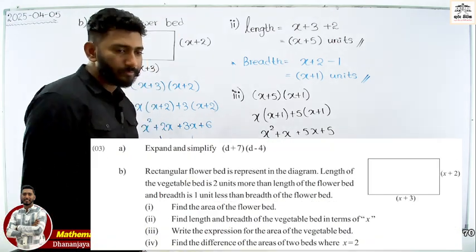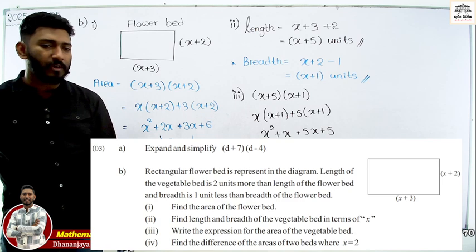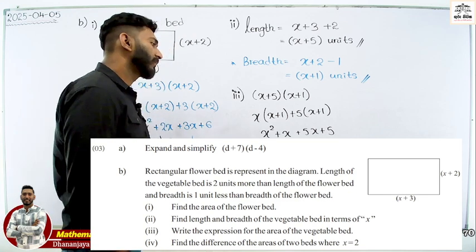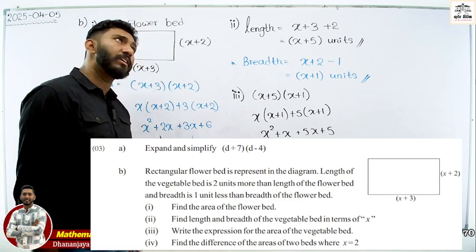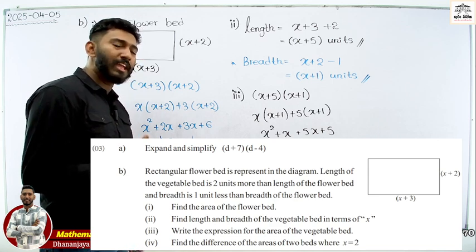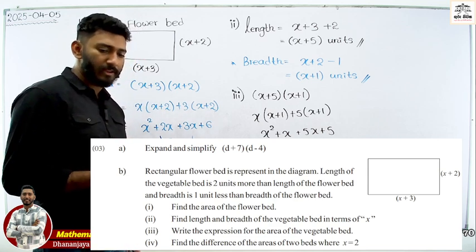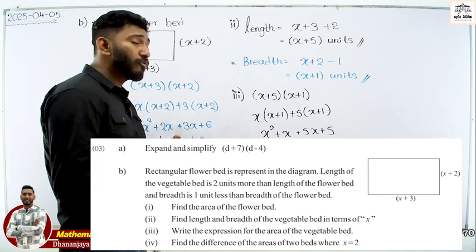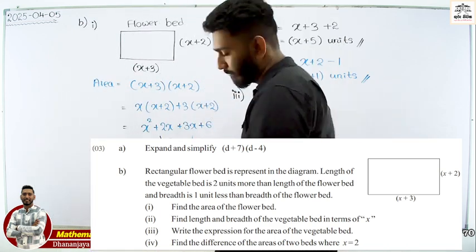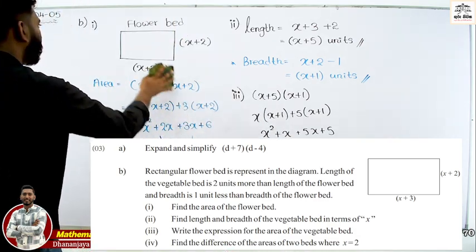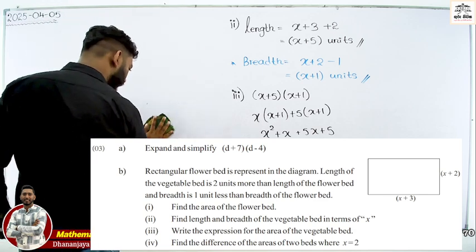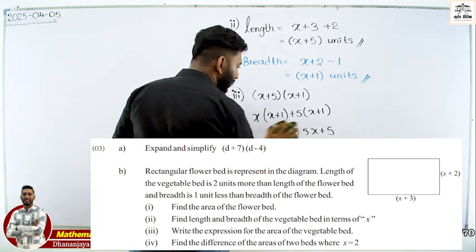Next question. Find the difference of the areas of the two beds where x equals 2. Find the difference between the areas of the two beds. That means asking for the difference between the flower bed and the vegetable bed. Now you have to substitute when x becomes 2. Let's see what happens when x equals 2. Now you have to substitute like this. And this is a flower bed and this is a vegetable bed.